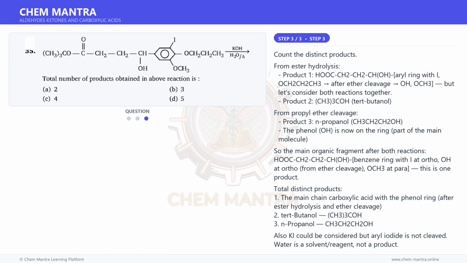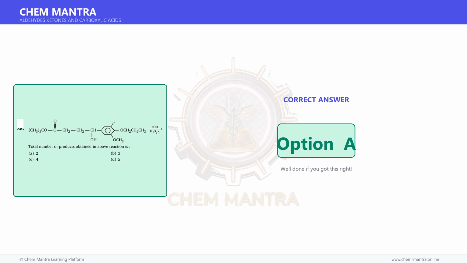The answer is 2, suggesting only one reaction occurs, ester hydrolysis giving the hydroxy acid product and tert-butanol, while aryl ethers and aryl iodide are unreactive under aqueous KOH and heat. Therefore, the correct answer is option A.